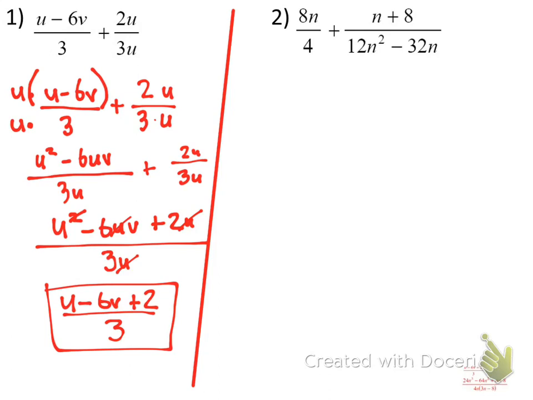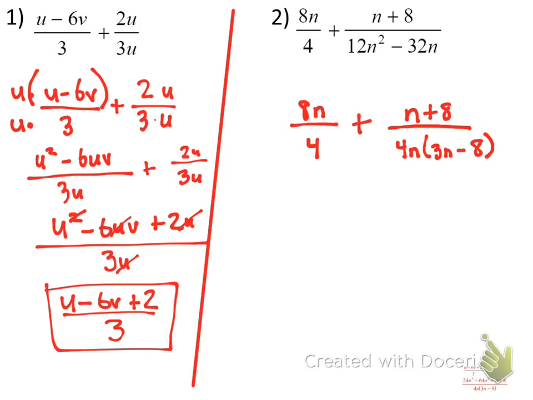Okay, number 2. Okay, first step, factor the denominators. So 4 is fine. It's just keep it as 4. So it's going to be 8n over 4. Second denominator is, we could factor out a 4. So we got 4, and we can factor out an n. So it's 4n times the quantity of 3n minus 8. Okay? Numerator, n plus 8. And there's a plus sign in the middle.